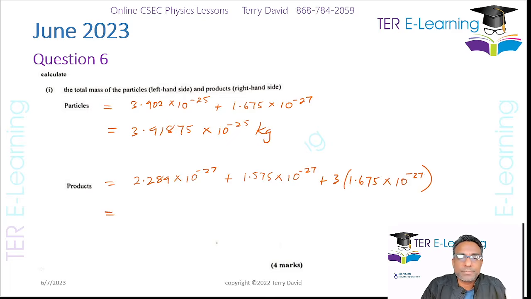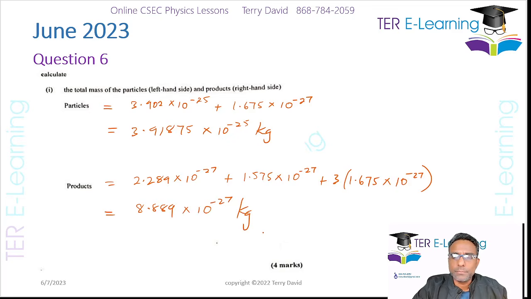So let's see what we're going to get here now. That's 2.289 by 10 to the minus 27 plus 1.575 by 10 to the minus 27 plus 3 multiplied by 1.675 by 10 to the minus 27. And I'm getting 8.889 by 10 to the minus 27. Alright, so we have the mass here.